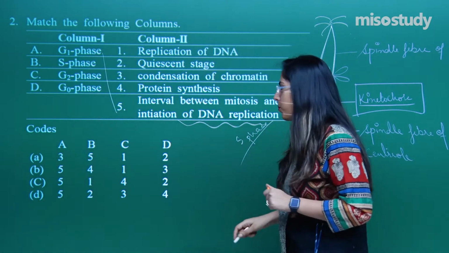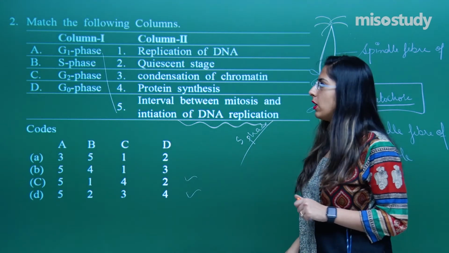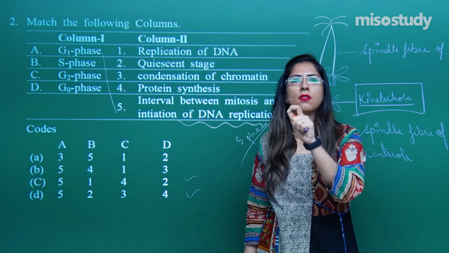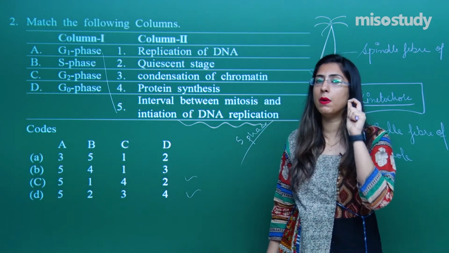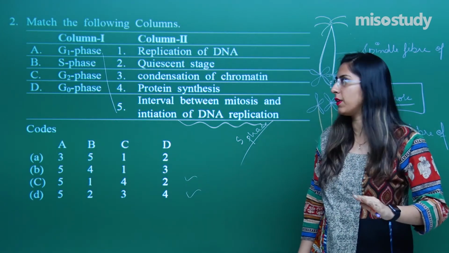Now let's look at the options. That means C and D are both correct. Let's look at the other options. S phase is the phase in which replication of the DNA occurs. This you have to remember. How can you remember this? It's the S phase, that means synthesis phase.